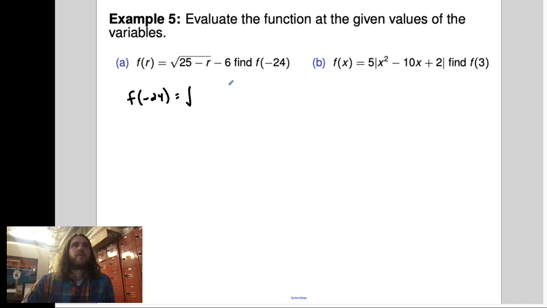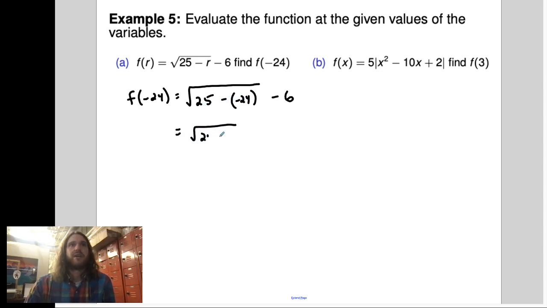So let's do that right now. Remember, the first step requires no math at all. We're just doing 25 minus, and then we always use parentheses when we substitute in. -24 outside the square root is a -6, so just be careful of that. All right, 25 minus -24. Opposite of -24 is positive 24. So this turns into the square root of 25 plus 24, minus 6, which is the square root of 49 minus 6.